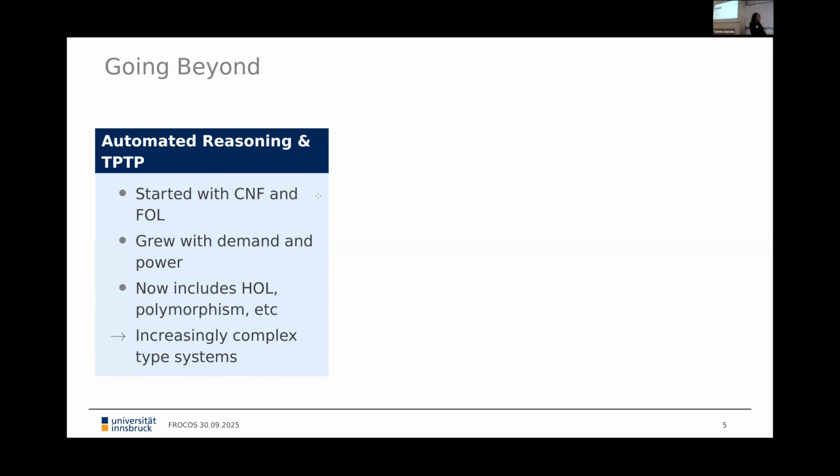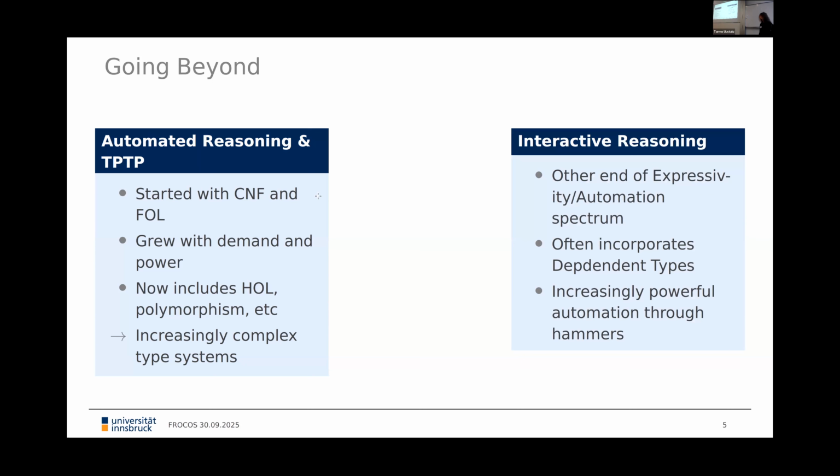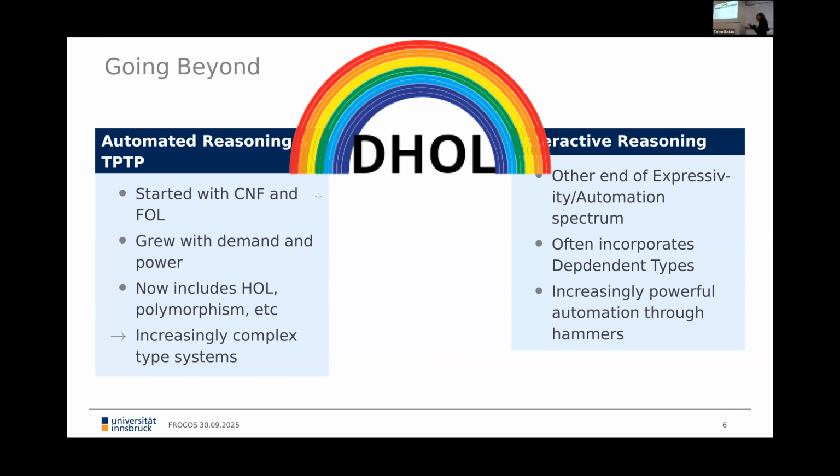On the other end of the spectrum, we have interactive theorem proving, which has very complex type systems, such as dependent types and other nice things. But we also see that in the ITP world, we are growing towards automation with hammer systems. And our idea for DHOL is to build a little bit of a bridge between those things. So we want to be able to close the gap between those two worlds.